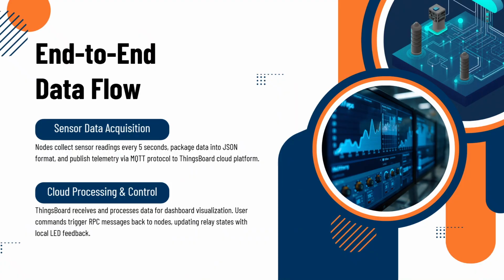Now, end-to-end data flow is here. The data flow in the system starts from the sensor collecting real-world data. The Arduino processes the data and sends it to the cloud using Ethernet or MQTT protocol. The cloud stores and displays this data on the dashboard. Users can view the data and send commands back to the system. These commands are received by the Arduino and executed, such as turning the relay on or off. So this completes the full communication loop.